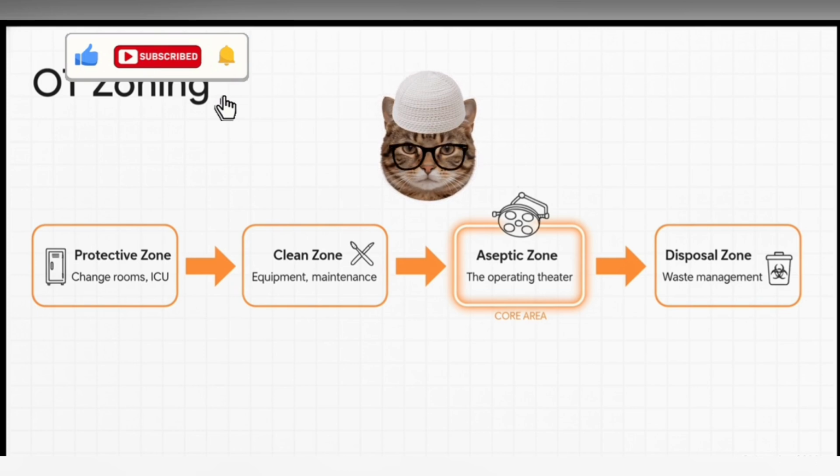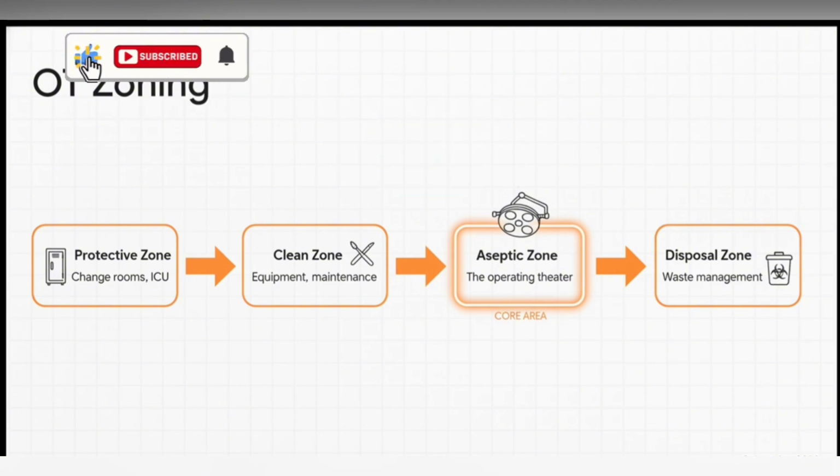Here you'll find the equipment storeroom and maintenance workshop. Then comes the holy grail, the aseptic zone, which is the actual OT itself. And finally, the disposal zone for biomedical waste. Remember, the flow of traffic हमेशा unidirectional होना चाहिए.